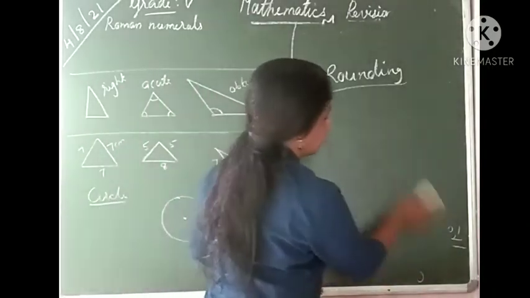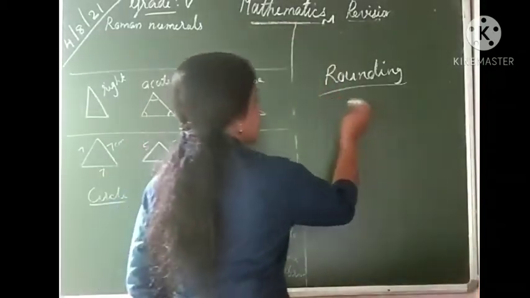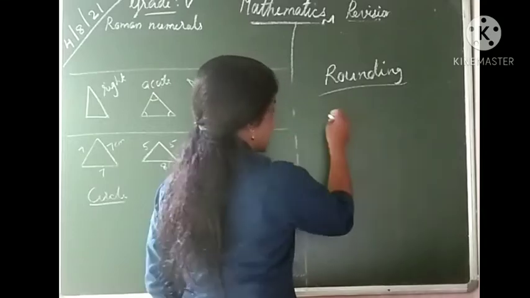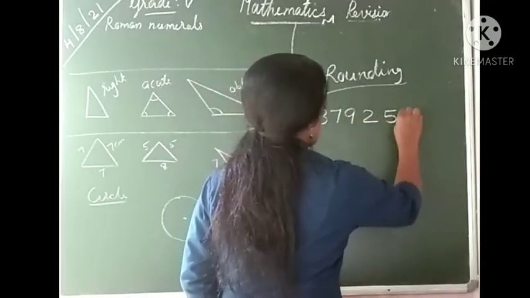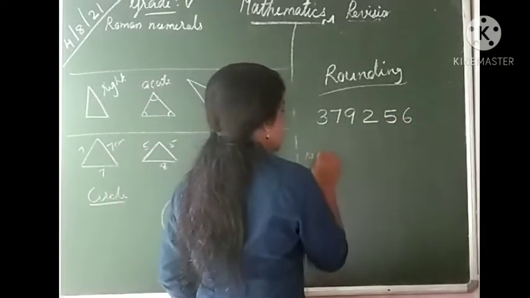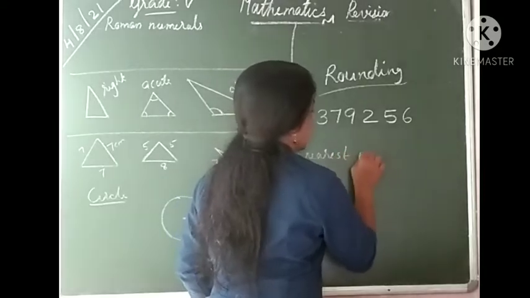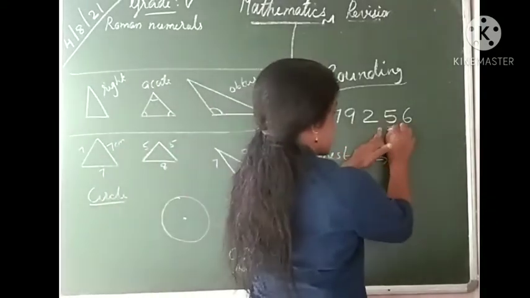Okay, now rounding. Rounding means you can round up to 10s, 100, 1000, etc. So 3, 7, 9, 2, 5, 6 is the number. You can round this number to the nearest 10. How can you round to the nearest 10? This is the number in the tens place.